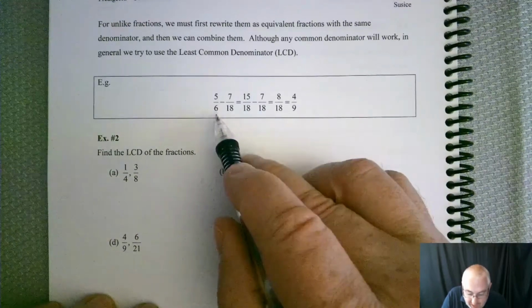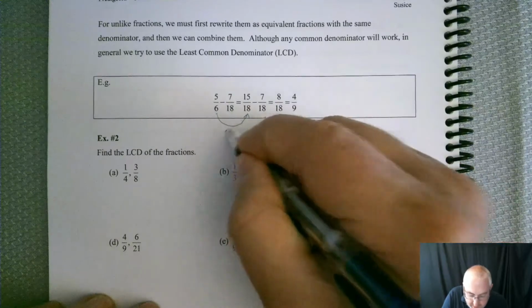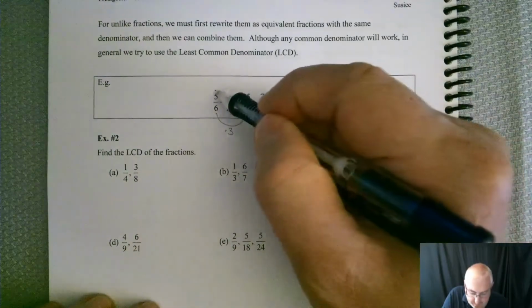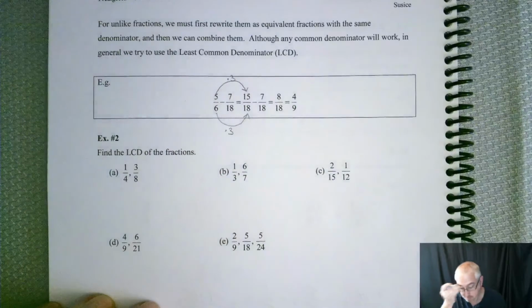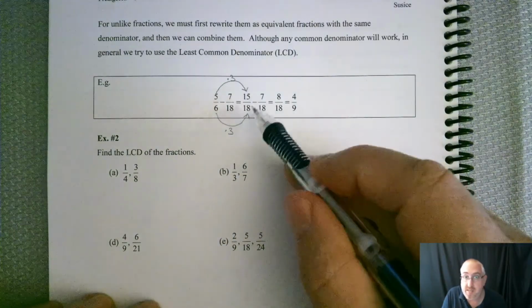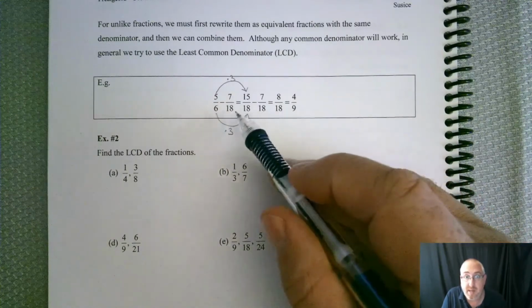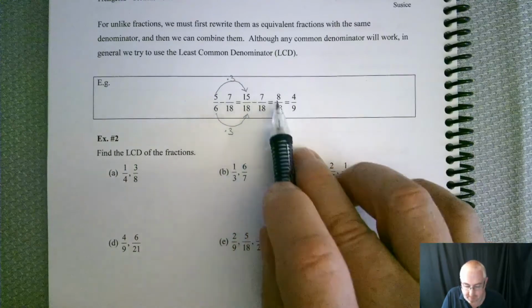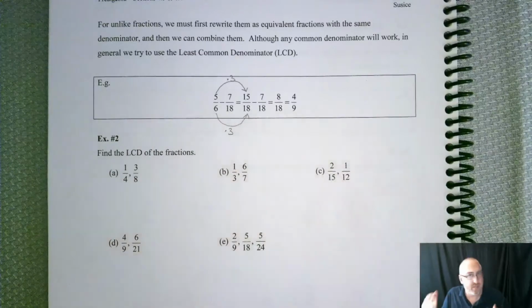So we can change this 6 into an 18 by multiplying it by 3. But if you multiply the bottom by 3, you've got to multiply the top by 3 as well. Now you've changed it, but it's still the same fraction. It's still equivalent. It's just got the same denominator as the second fraction now. But because they're the same, we can combine those. 15 minus 7 is 8. 8 over 18 reduces down to 4 over 9. So it's an extra step in the process. You've got to get those denominators the same.